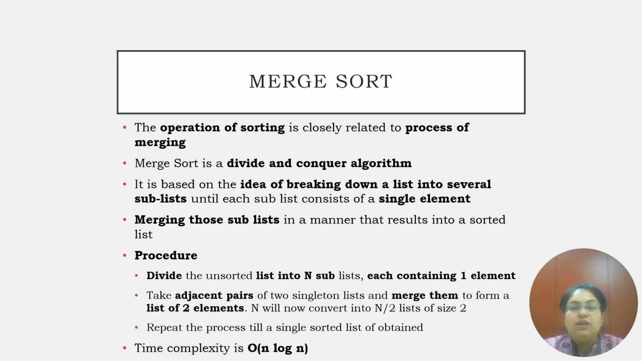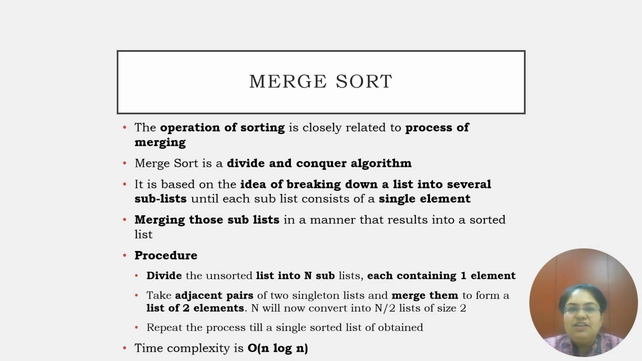It will be divided into sublists until we have single elements. Now we are going to merge these up, so we merge those sublists in a manner that results in a sorted list. So what will be the procedure? First of all, we divide the unsorted list into n sublists, each containing how many elements? As we have discussed, one element.